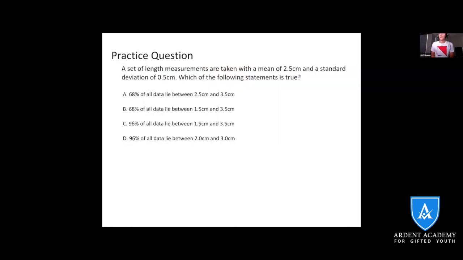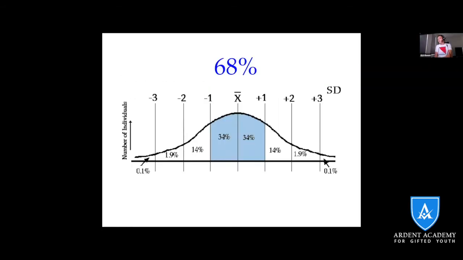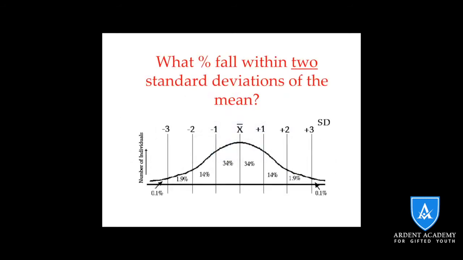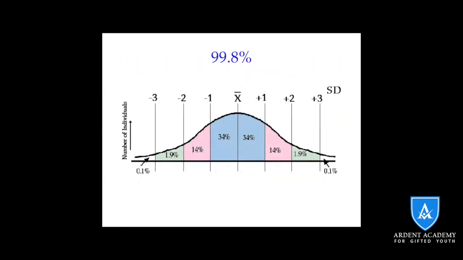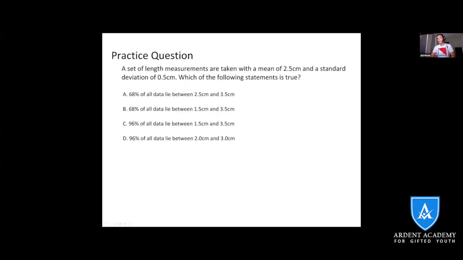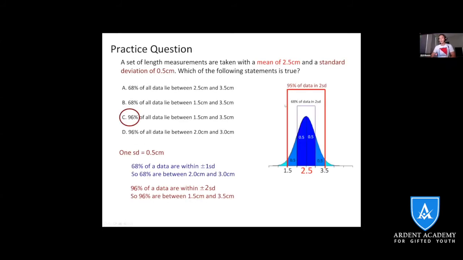Kara, can you please give me the answer? Is it D? So if one standard deviation is 0.5, two standard deviations is 1. So C would be correct because 2.5 minus 1 is 1.5, 2.5 plus 1 is 3.5, and that's 96% of the data.